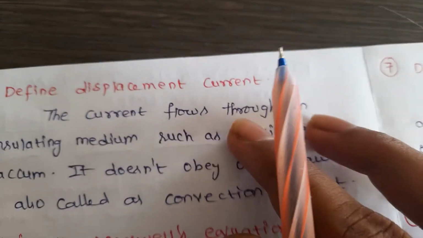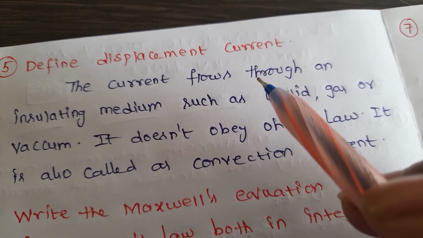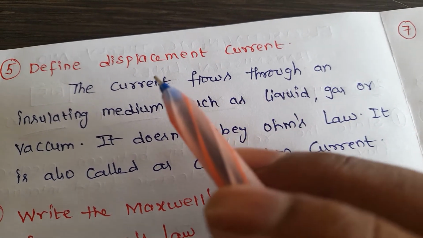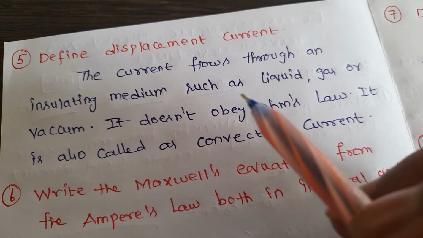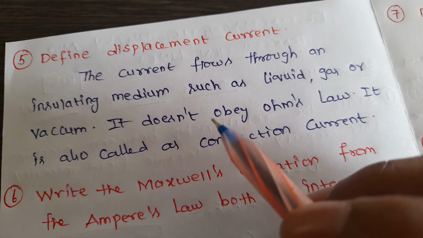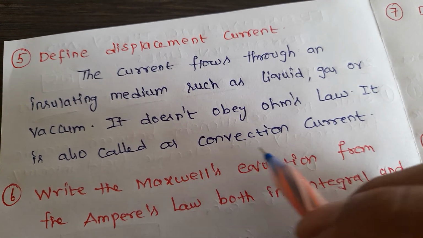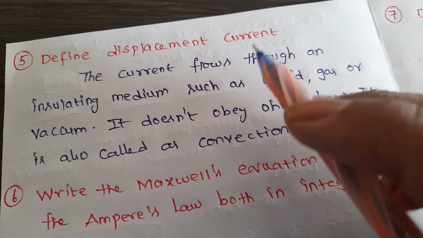Now coming back to the fifth question, define displacement current. We have conduction and convection current. Convection current can also be called displacement current. The current flows through an insulating medium such as liquid, gas or vacuum, which doesn't obey Ohm's law. That current we are going to call convection current, or it is nothing but a displacement current.